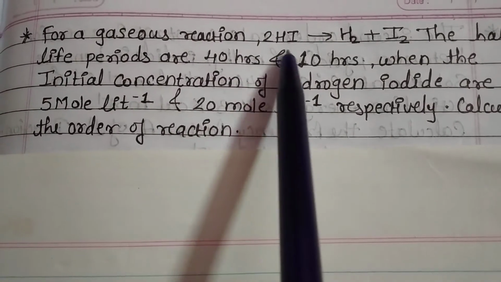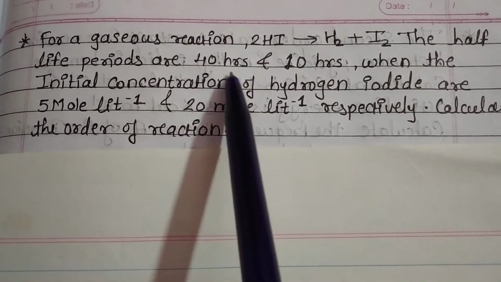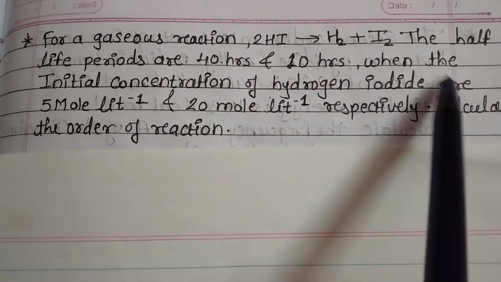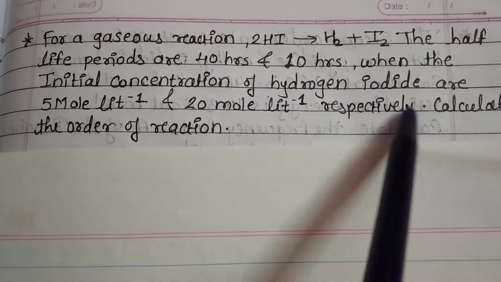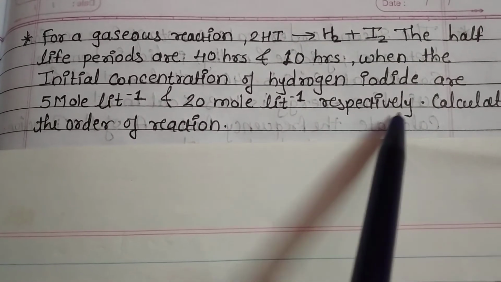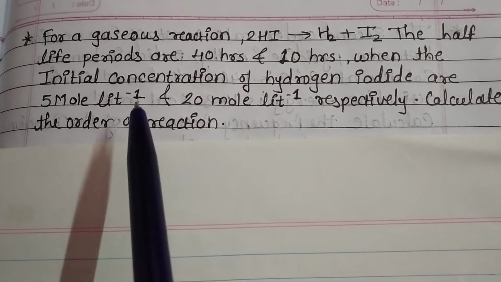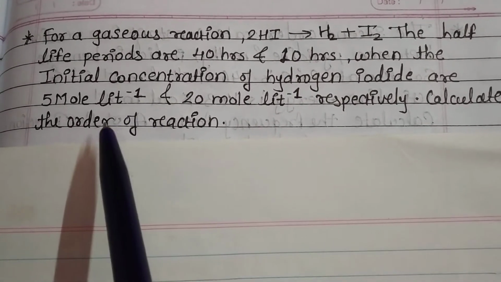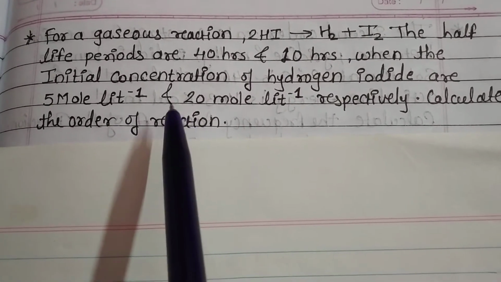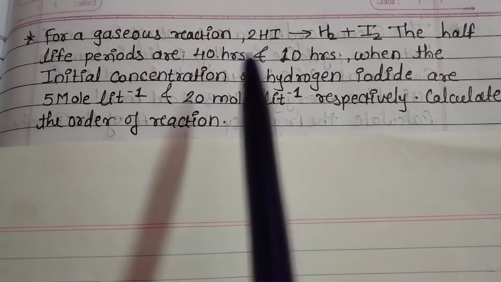For a gaseous reaction, 2HI gives H2 plus I2. The half-life periods are 40 hours and 10 hours when the initial concentrations of hydrogen iodide are 5 mole liter inverse and 20 mole liter inverse respectively. Calculate the order of reaction. This numerical is related to calculating the order of reaction when half-life period and initial concentration are given.